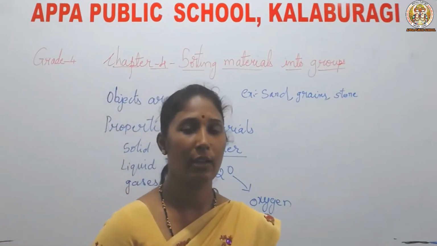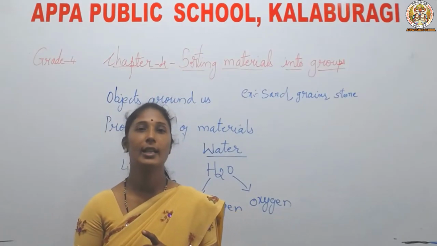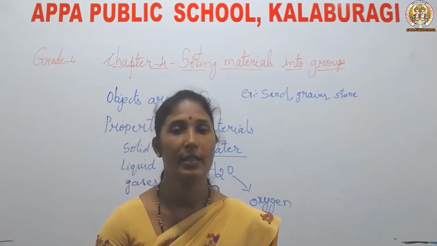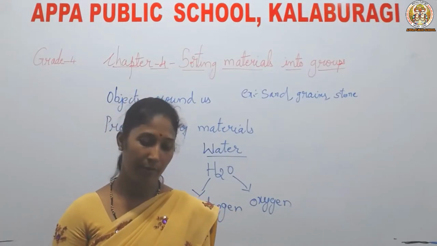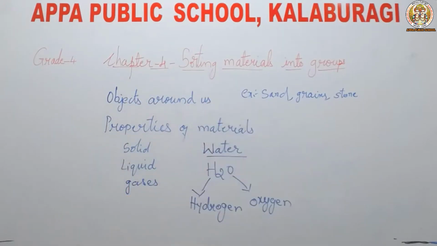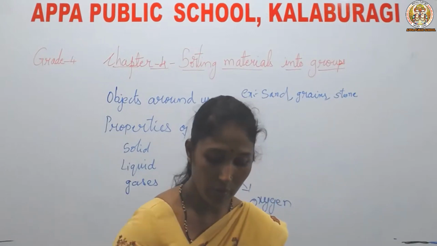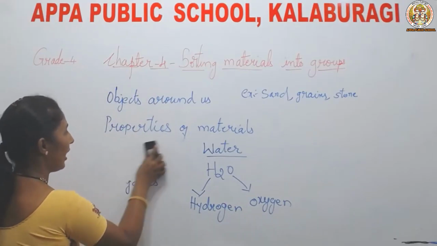From this, I have shown these examples to show that not all substances will dissolve in the water. Some will be left, some will be dissolved. Yes, I hope you understood this topic. So we'll move to the next topic. The next property is transparency.